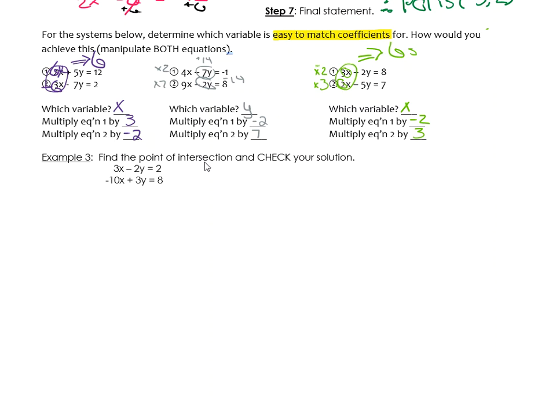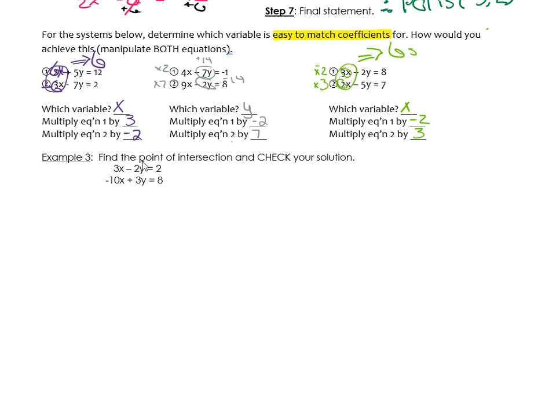Example 3: find the point of intersection and check your solution. We're going to use the method of elimination, of course. I was going to say substitution. So I want to eliminate. First I need to look at the variables. Do I want to make the x's match or do I want to make the y's match?